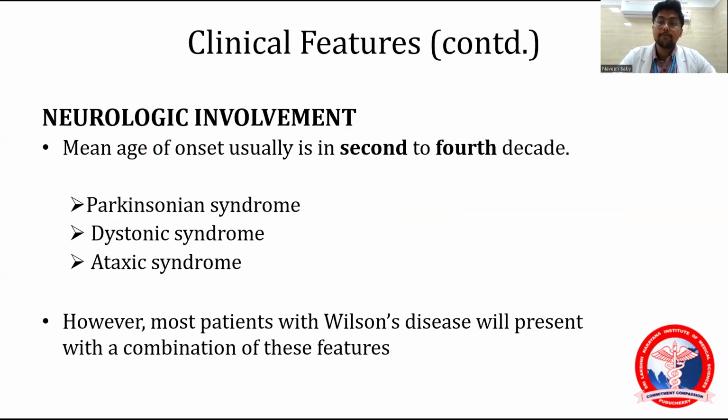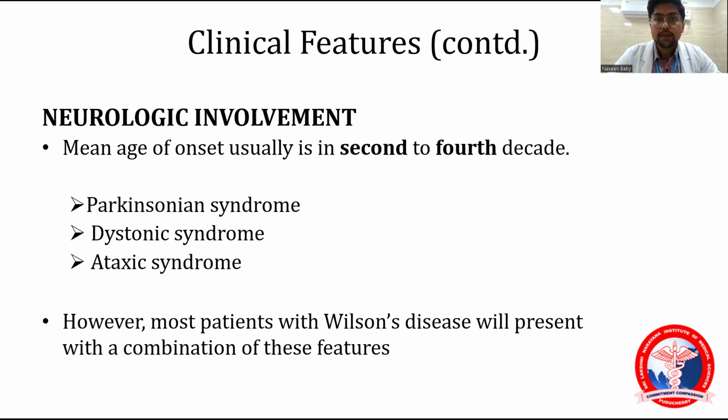When we go into neurological involvement, this comes slightly after the hepatic involvement. If hepatic involvement occurs in the teenage years, this occurs from 20 to 30 years, which is usually when we see patients presenting with neurological involvement. So around the second to fourth decade is the presentation of neurological involvement. And they can present in any of three forms: a Parkinsonian syndrome, a dystonic syndrome, or an ataxic syndrome.